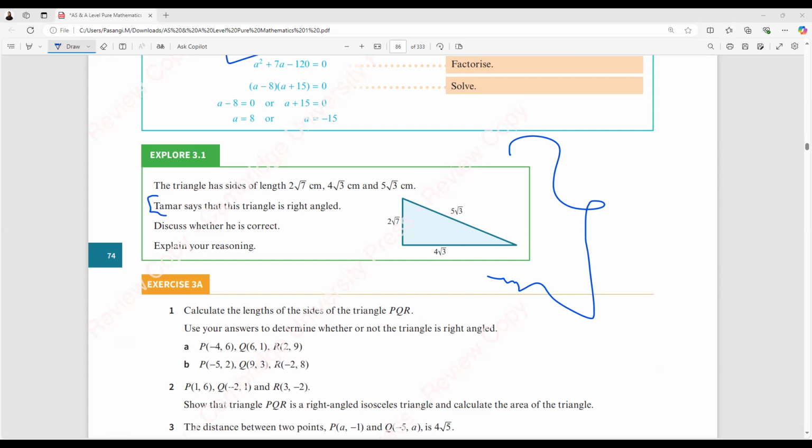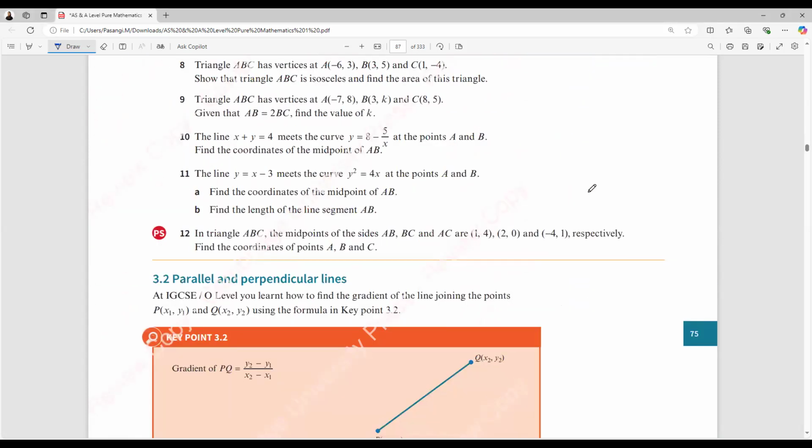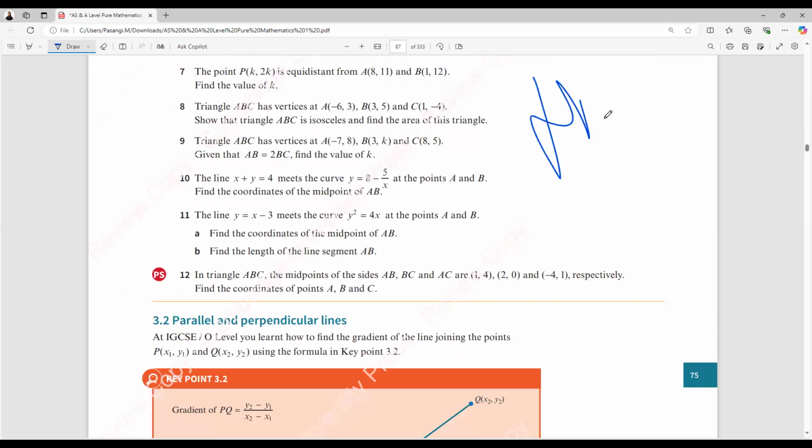Okay, so then that is it. This one you can do anyway. Okay, the last question, the 12th one, practice one. In triangle ABC, the midpoints of the sides AB, BC, and AC are (1, 4), (2, 0), and (-4, 1) respectively. Find the coordinates of points A, B, C. Do the 12th one only.